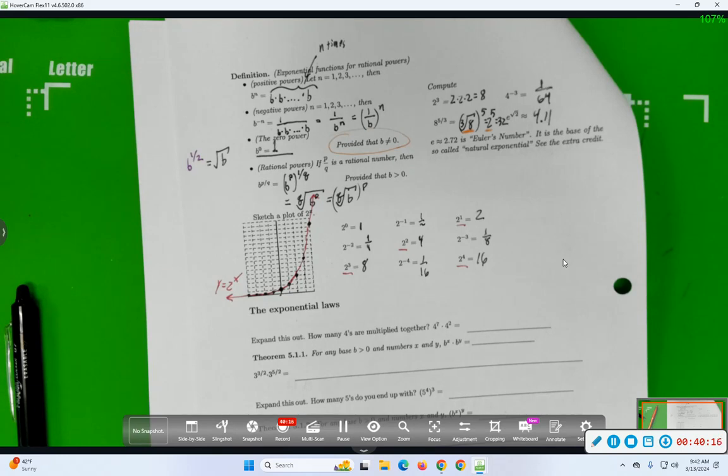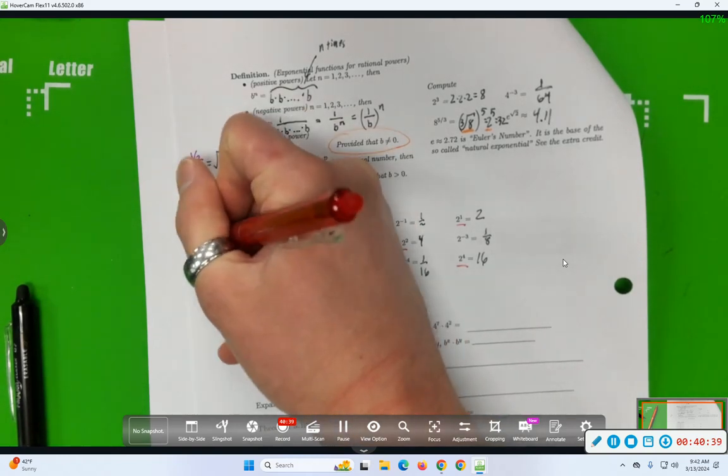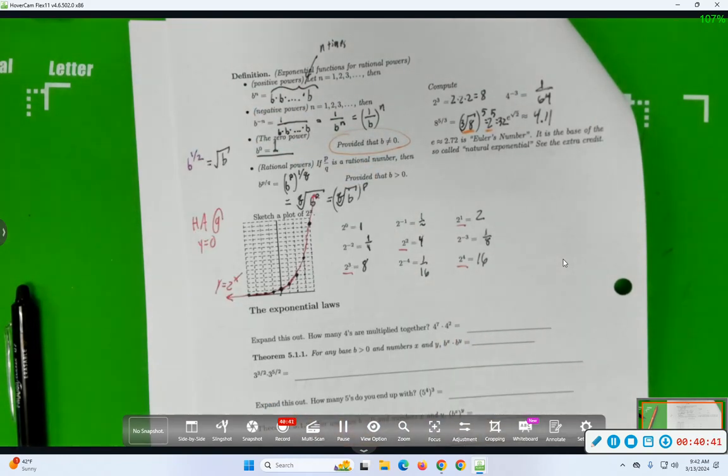Would 0 be an asymptote on this graph? Let's think about it. Y equals 0, you mean, right? So does the graph drawn seem to get really close to a y value of 0? Yeah, that's what a horizontal asymptote means. So this thing has a horizontal asymptote at y equals 0.